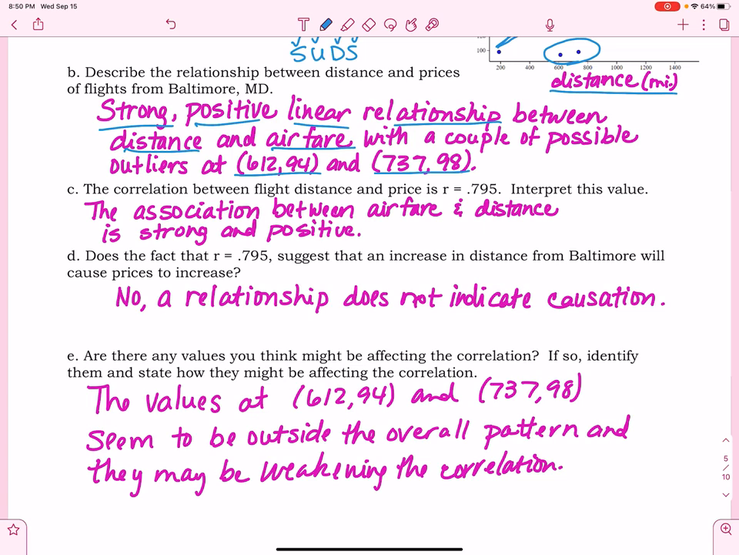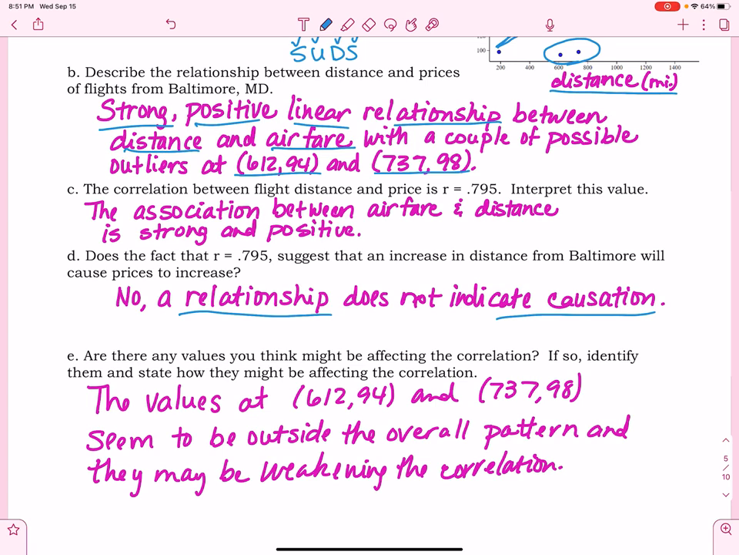Now, the fact that r equals 0.795, does that suggest an increase in distance from Baltimore will cause prices to increase? Well, not necessarily. It could be the reason, but we don't know that for sure. There are other factors that could play into what's causing that association to occur. Because remember, just because there's a relationship does not indicate that we have causation or cause and effect. So we cannot make that assumption.